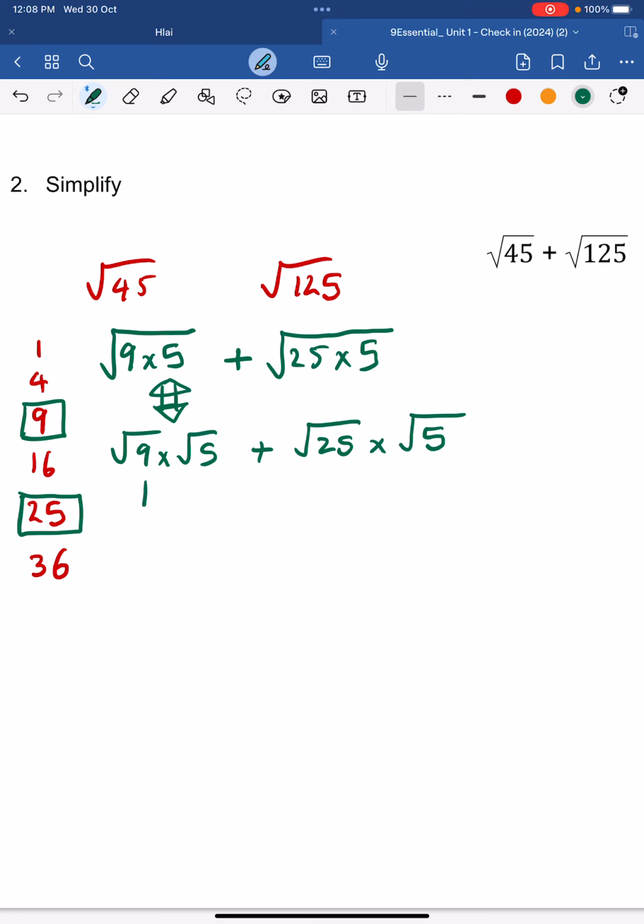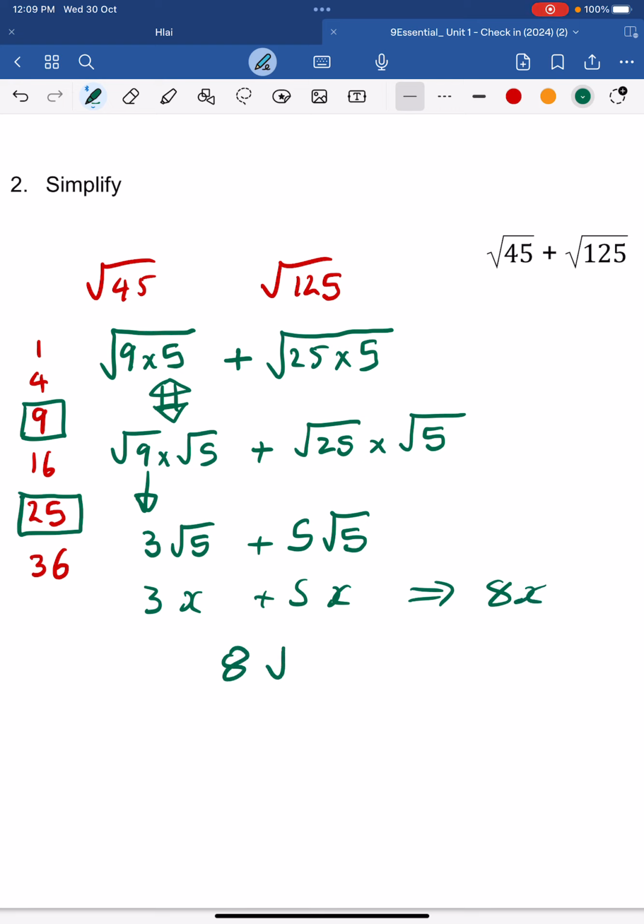And of course, if one of the factors is a square number, that will become 3 lots of root 5 here, and that will become 5 lots of root 5 here. And can you see now that looks a little bit like 3x plus 5x? You'd be happy saying that would be 8x. So the answer here is 8 lots of root 5, or 8 root 5.